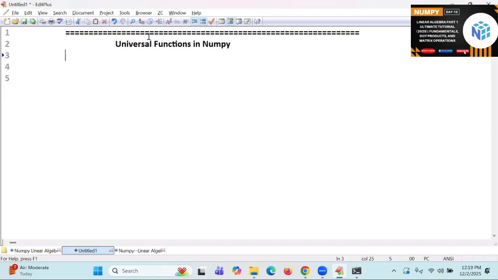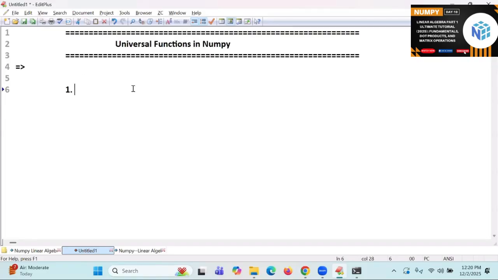Universal functions in NumPy. What are the universal functions in NumPy? We are going to apply. Universal functions means in any part of our calculation, you will be getting some operations. What are those operations? Just look at this carefully. The universal operations on an ND array that we can perform: number one, I will write it, finding discrete operations, very, very important.